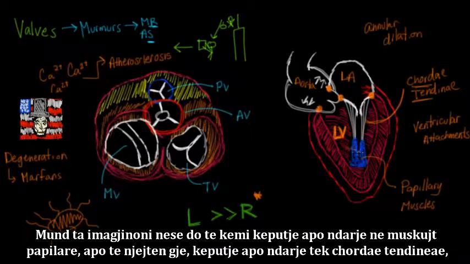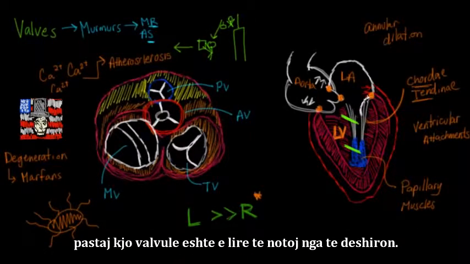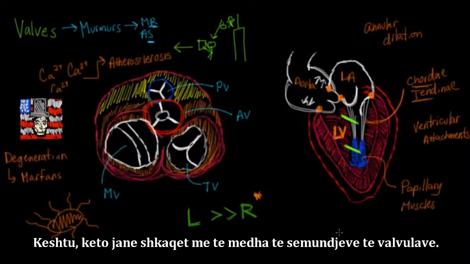You can imagine that if we have a rupture or break in a papillary muscle, or the same thing, a rupture or a break in a chordae tendineae, then this valve over here is kind of free to float wherever it wants. That can be problematic. And so these are most of the major causes of valvular heart disease.